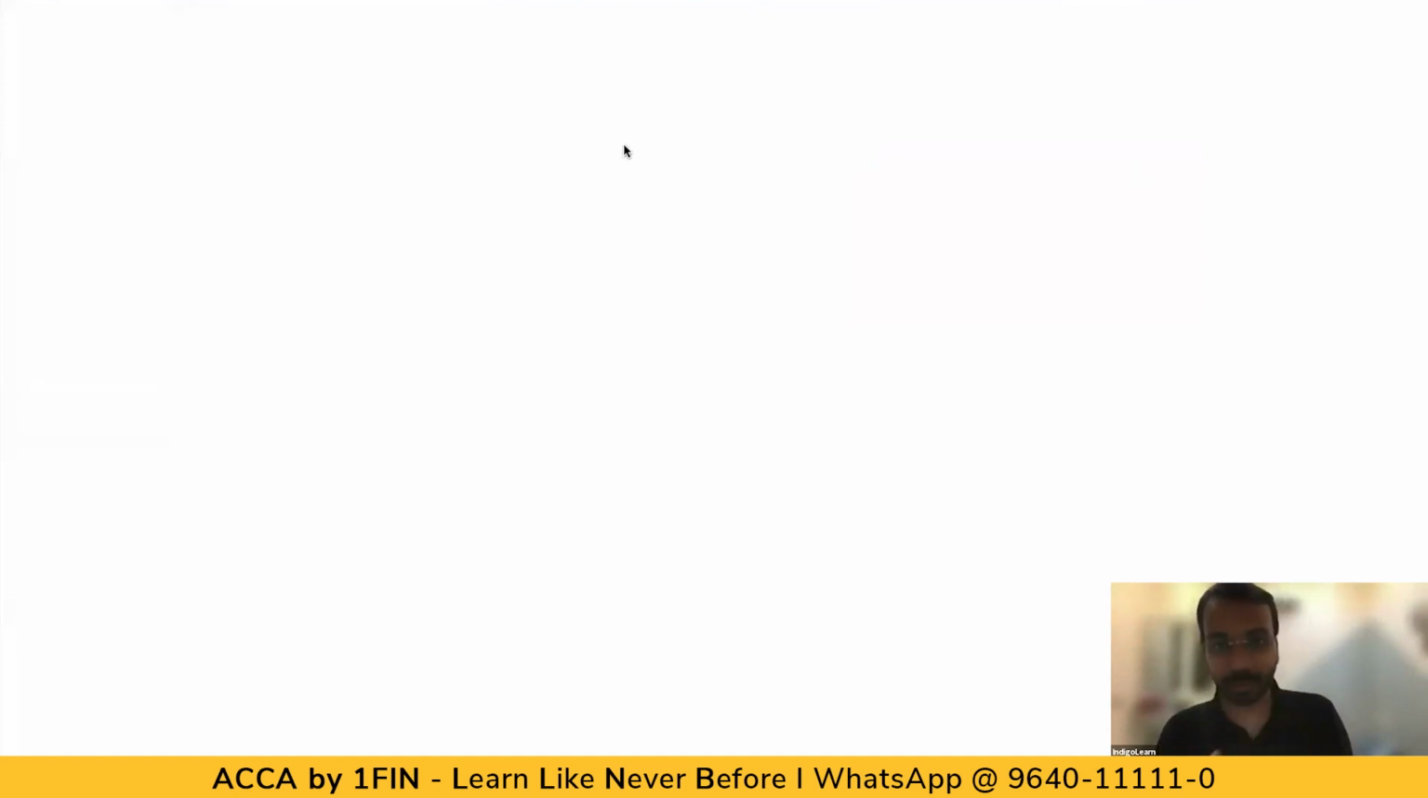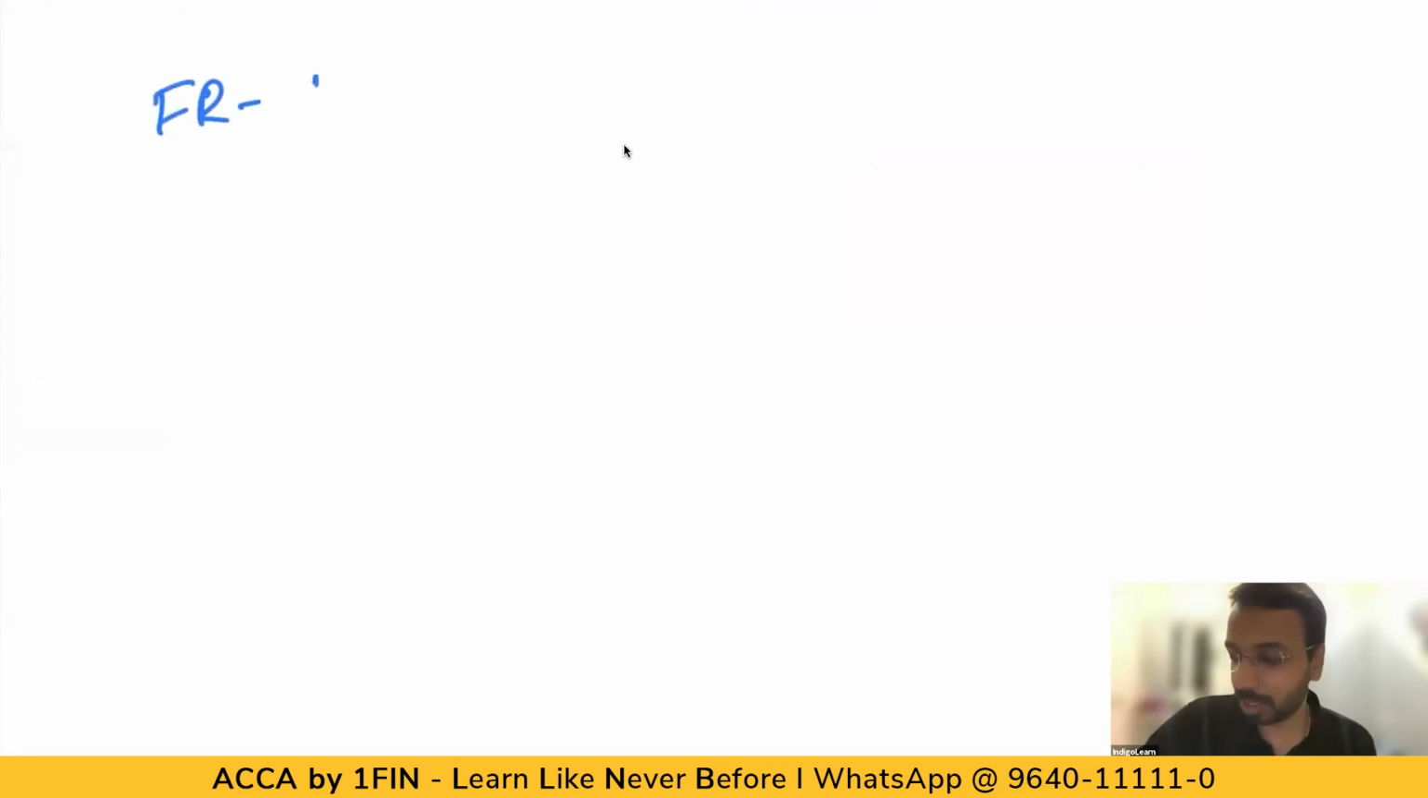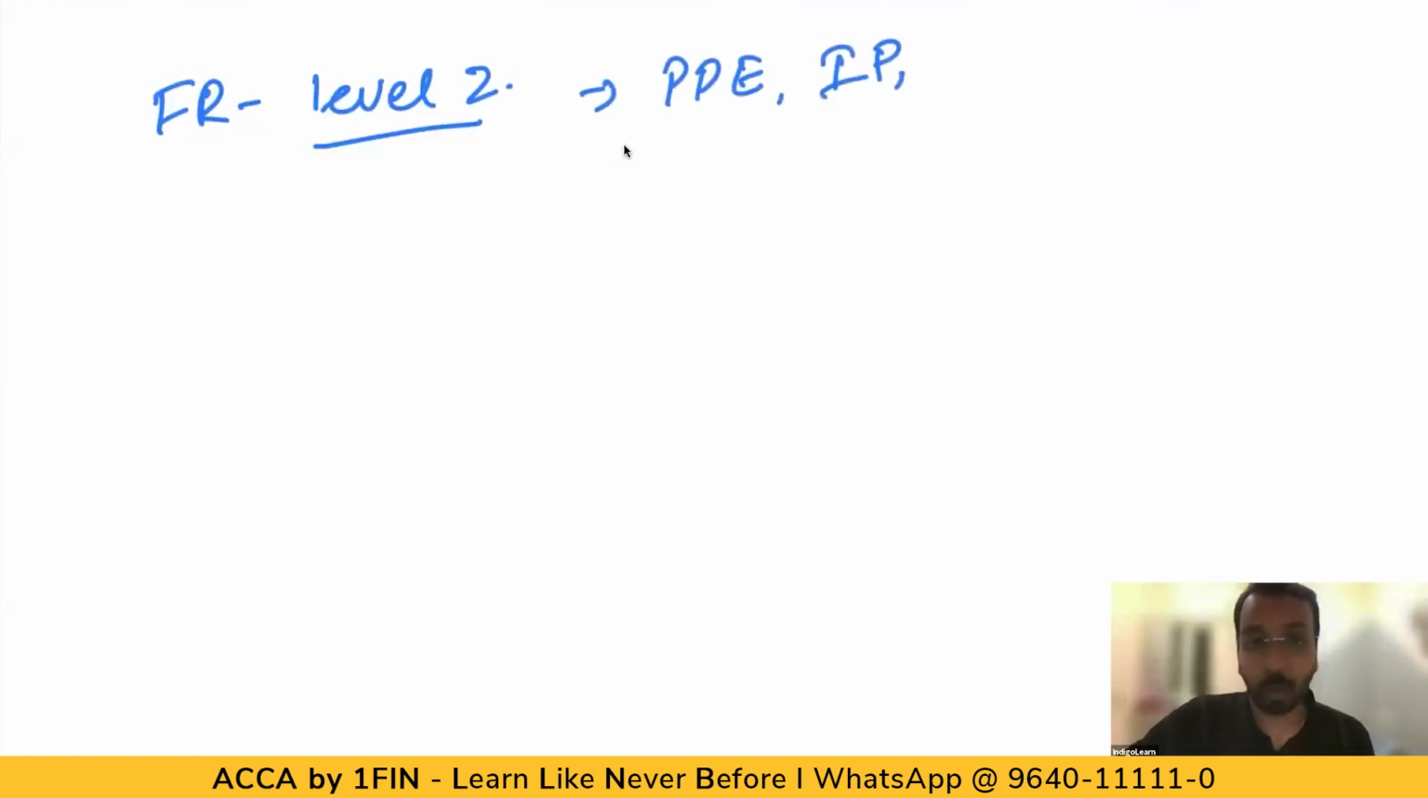As a part of this workshop, we would be taking a topic from FR. This is in your level 2, and we would be discussing various forms of non-current assets like PPE and investment property, and also the relationship with and understanding of what inventories are. That is the broader thing we are learning as a part of this session. Now, before I jump into the session, let me ask you one very simple question.